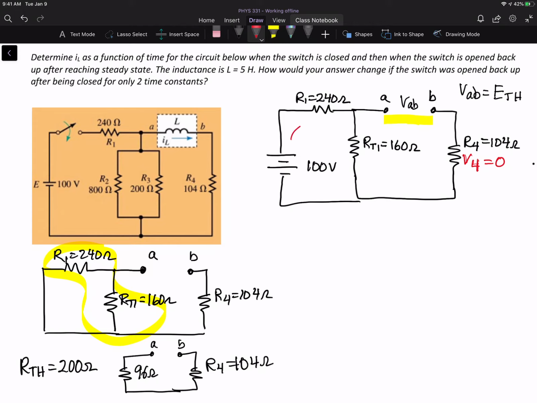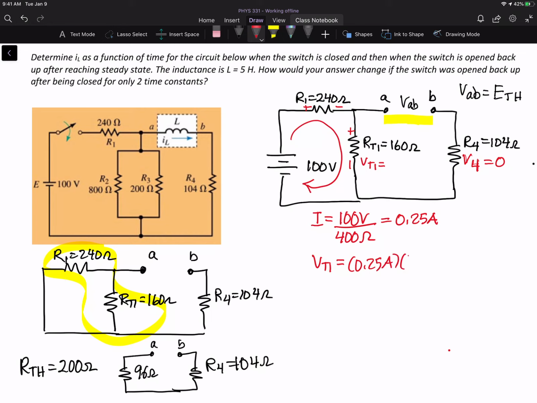But when I look at the other loop, I see that there is current going through the loop because it's a complete circuit. And there are only 2 resistors and 1 voltage supply, so I can determine the current in that circuit is 100 volts over a total resistance of 400 ohms, 240 plus 160, and this gives me 0.25 amps. This will allow me to determine what the voltage is across each of those resistors. So the voltage across the total equivalent resistance of 160 is the current times the resistance, and that's going to give me 40 volts.